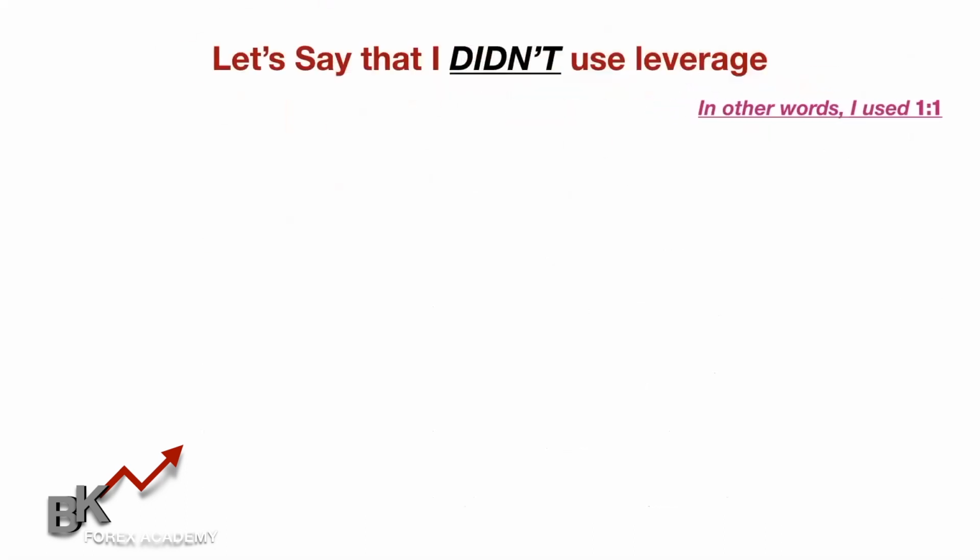All right, let's say that I did not have leverage. In other words, I used a 1 to 1 ratio on my broker account. For example, let's say we didn't use any leverage. So that means that every $1 I put in, I only have $1 to trade. So for this example, I put $1,000 into my trading account, which is right here.